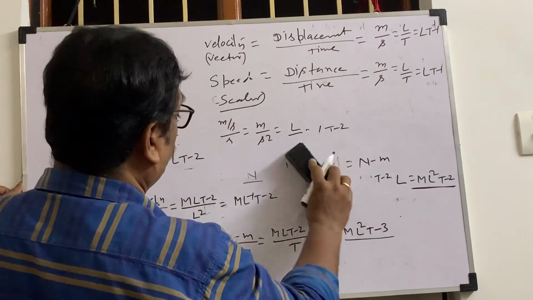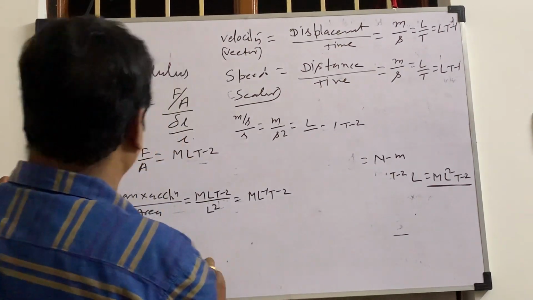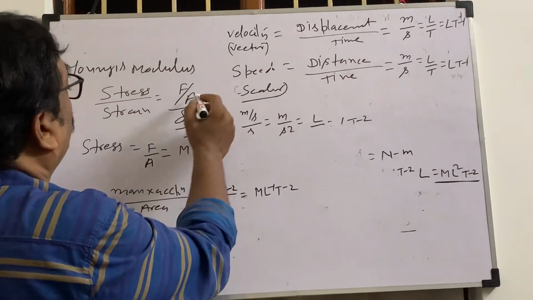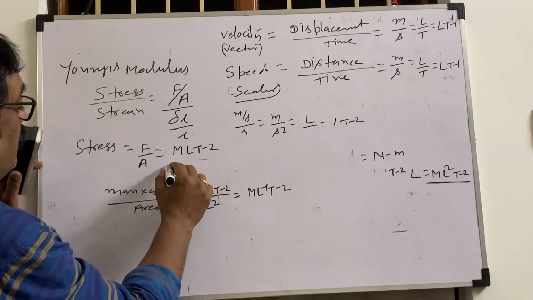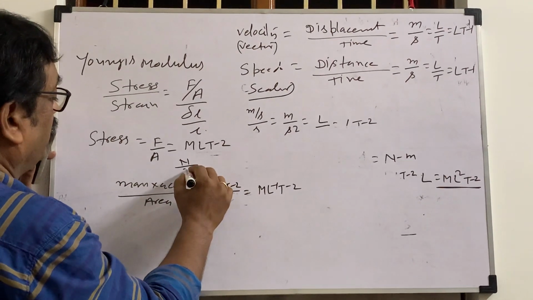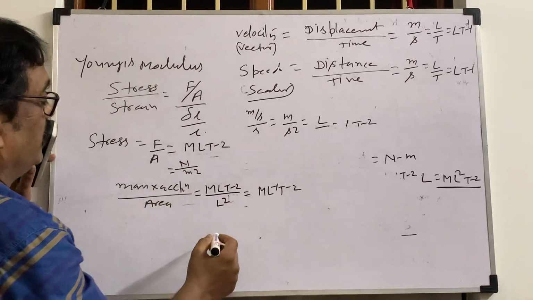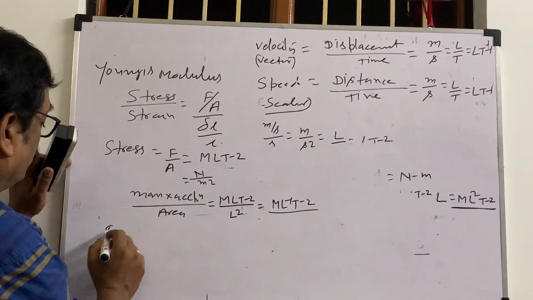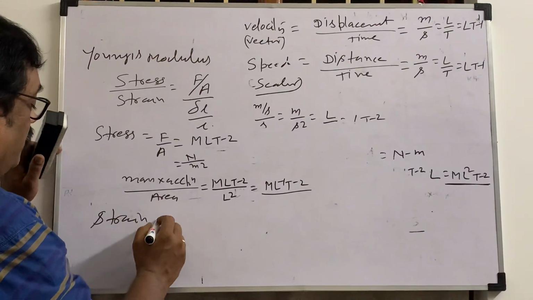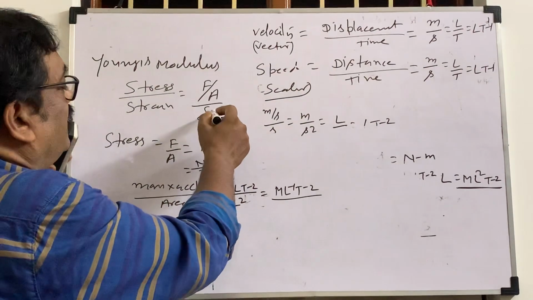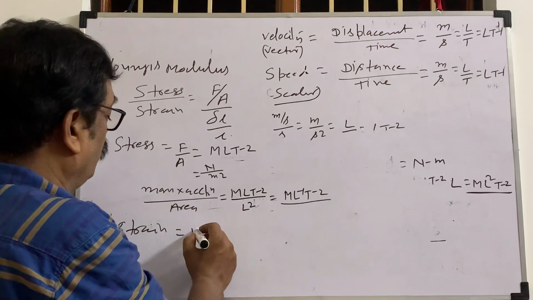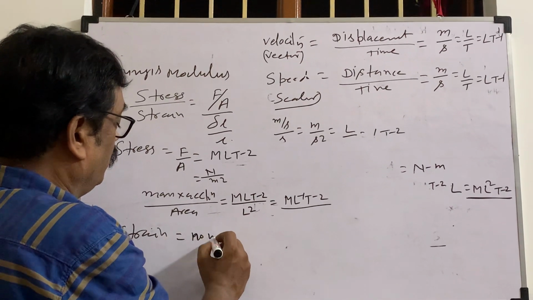What is this for? This is the dimension formula for stress. Stress unit will be force, Newton, over area, meter square. So the unit is Newton per meter square, and the dimension formula is M L minus 1 T minus 2. Then what is the unit of strain? You are seeing here change in length to the original length, so both are meter and meter. So no unit. You can say no unit.